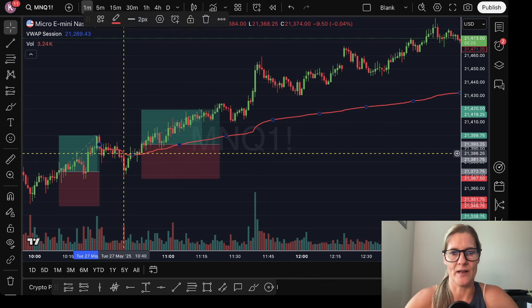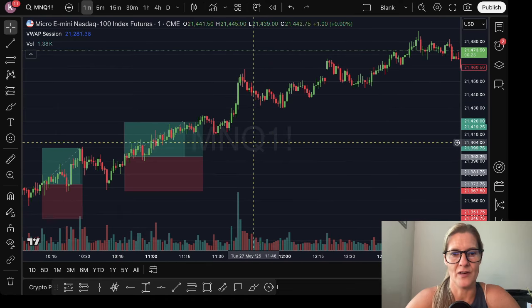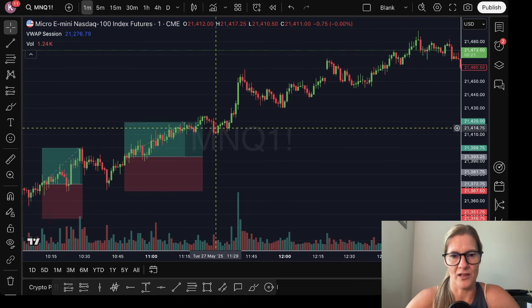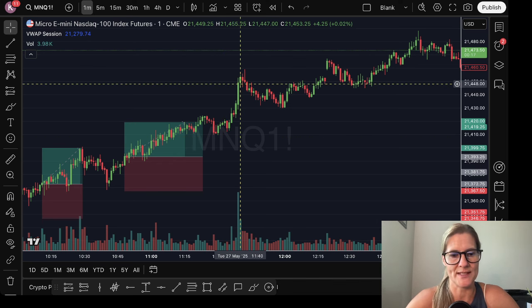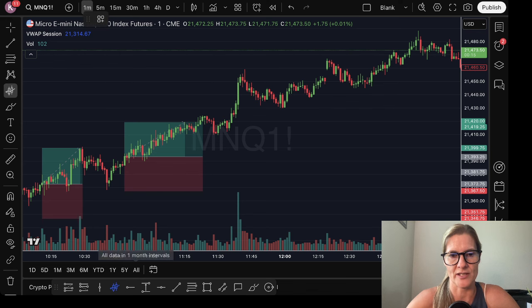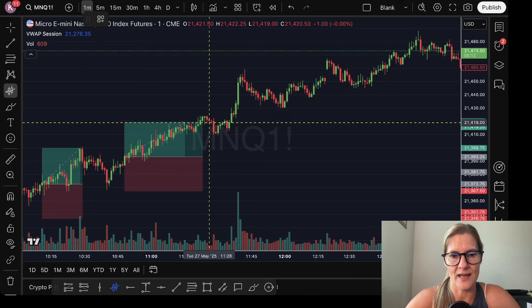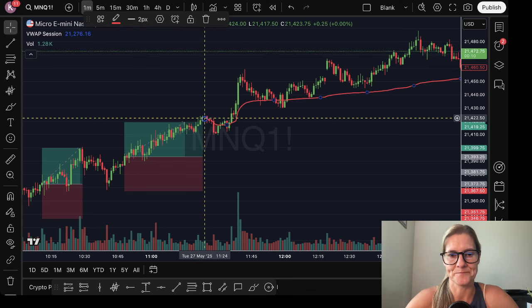So I'm going to delete that one and we can do it again. So here, kind of a consolidation, a little bit of a pullback. And obviously in hindsight, we see that it goes up, but let's see where we maybe would have taken our entry. So there is the high. I'm going to put my anchored VWAP there.